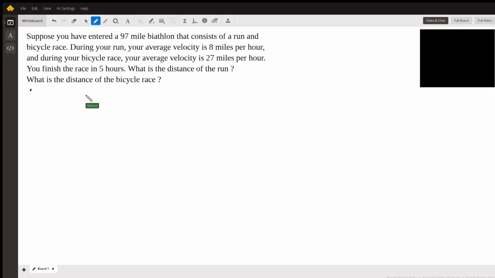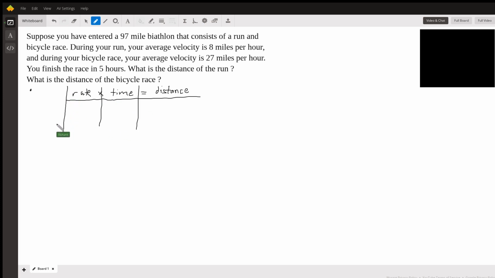So what we're going to do is create a table and structure it around that formula. The rate times the time is equal to the distance traveled. So we're going to build a table like this to organize everything.